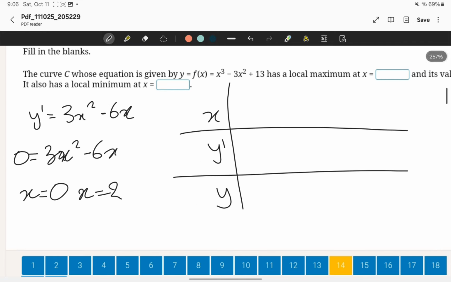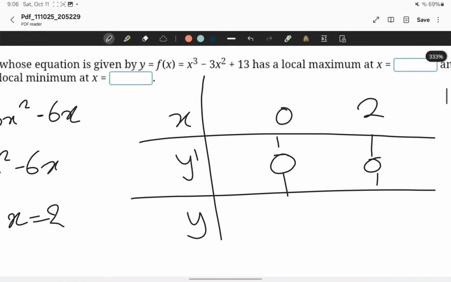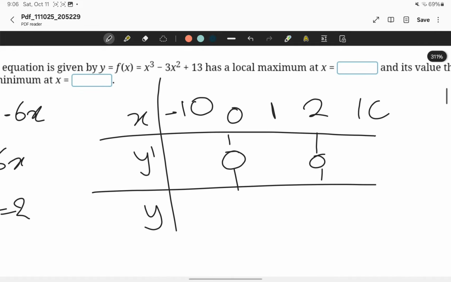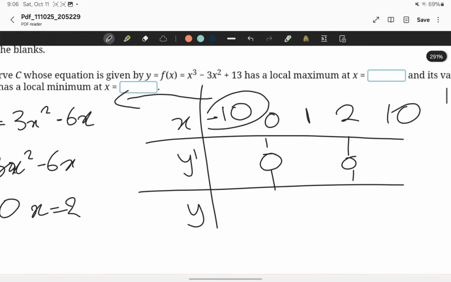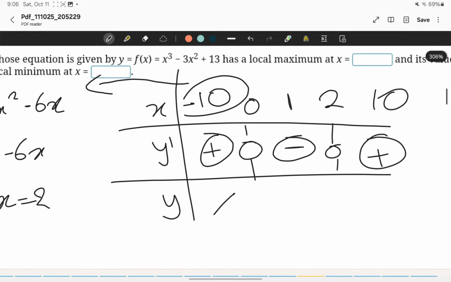We put in our values, make sure they're in order. So 0, then 2. And you test a value that's less than 0, I'll put minus 10, a value in between, I'll put 1, a value greater, so 10. If you put minus 10 into our derivative equation, you get a positive number. With 1, you get a negative number, and with 10, you get a positive number. So you could draw our arrows, it goes up, down, then up.